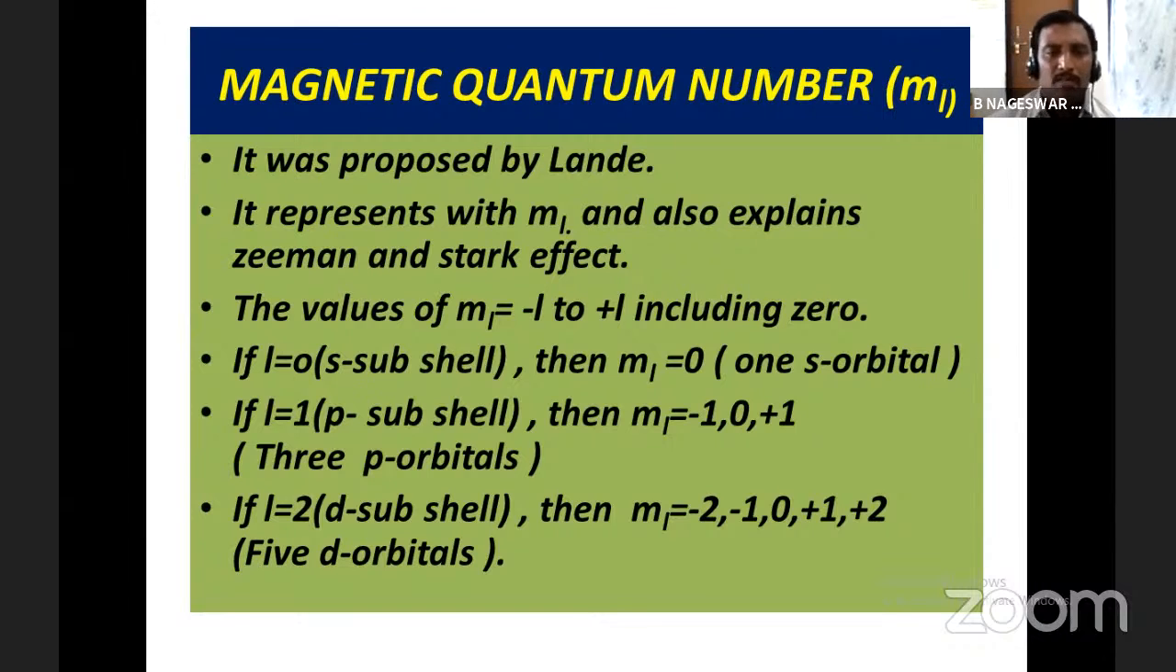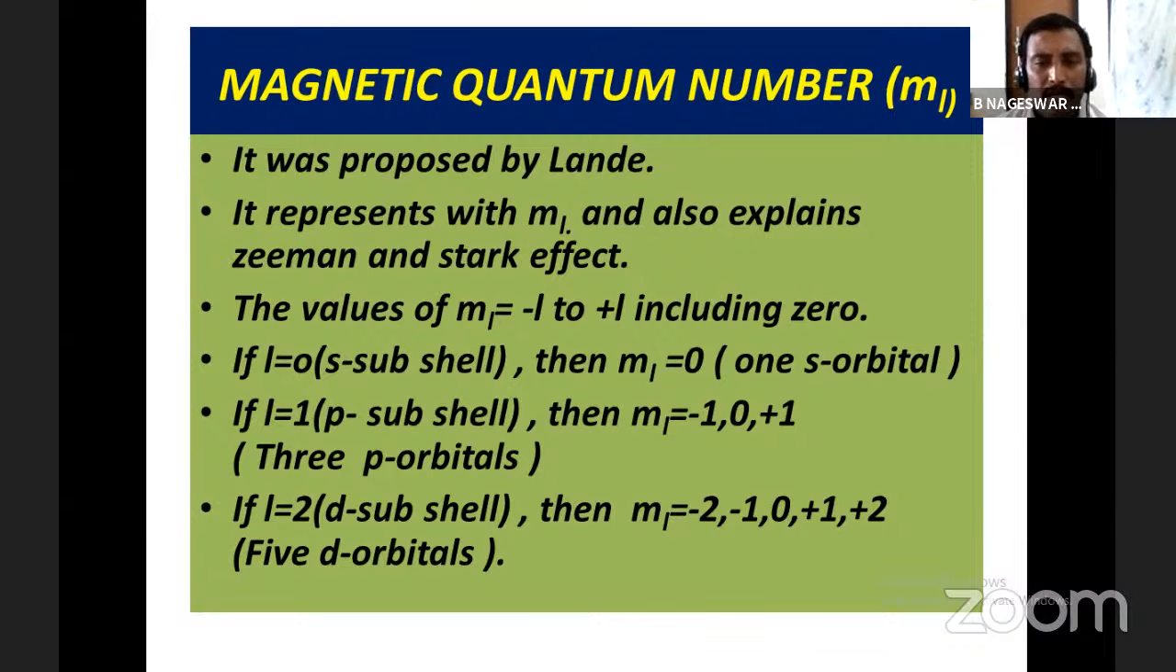Okay. Already we know, children, what the Zeeman effect and the Stark effect are. The Zeeman effect means the finer splitting of spectral lines in the presence of a magnetic field. In the last session, I gave the definition of the Zeeman effect. What is the Stark effect? The finer splitting of spectral lines in the presence of an electric field is known as the Stark effect. These two effects are explained by the magnetic quantum number. The values of the magnetic quantum number ml are from minus L to plus L, including 0. If L is equal to 0, then ml is also 0.